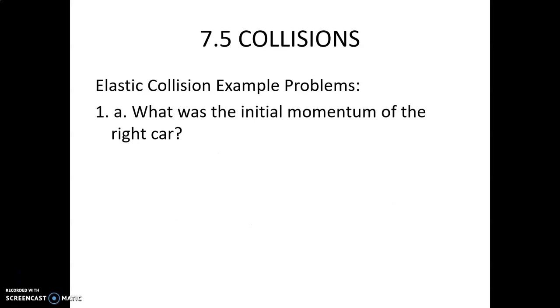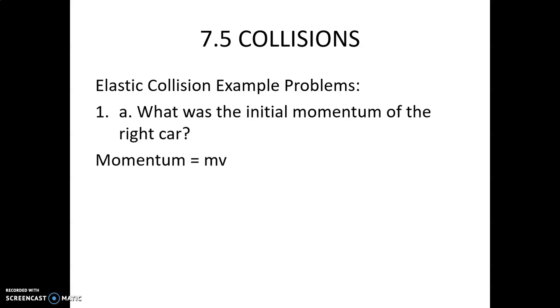So, letter A, what was the initial momentum of the right car? So momentum, we'll start with the formula. Momentum is equal to mass times velocity. So the mass was 10 kilograms. The velocity was 3 meters per second. So 10 times 3, hopefully you don't need your calculator for this, 30 kilogram meters per second. So again, that's the label for momentum, kilograms, meters per second.